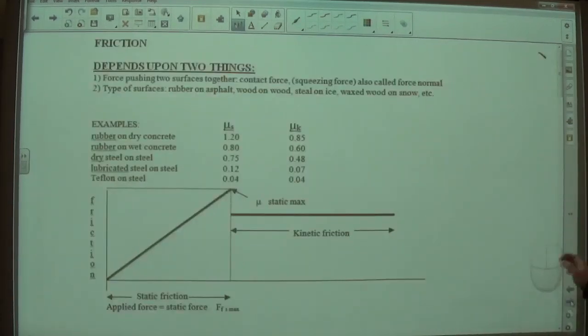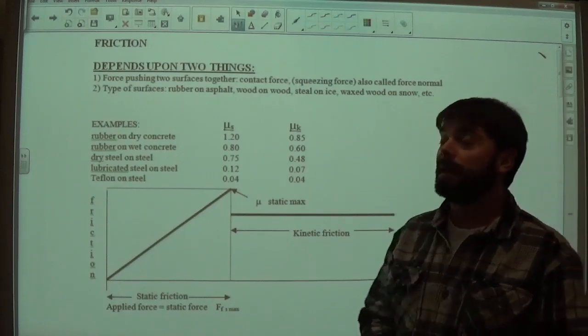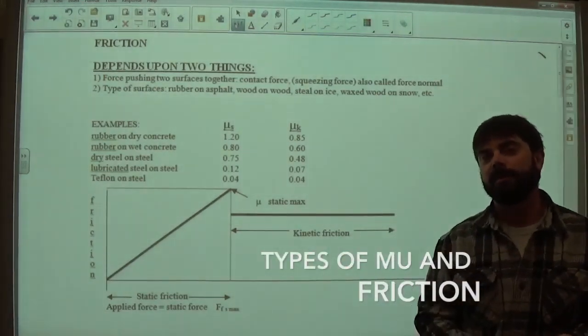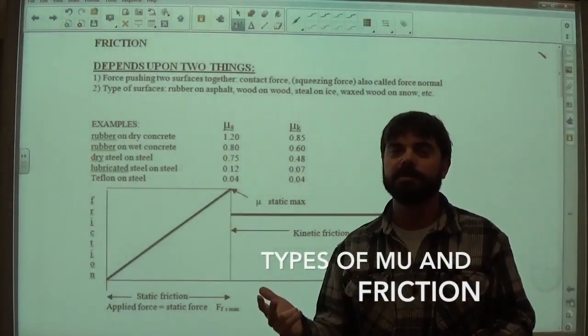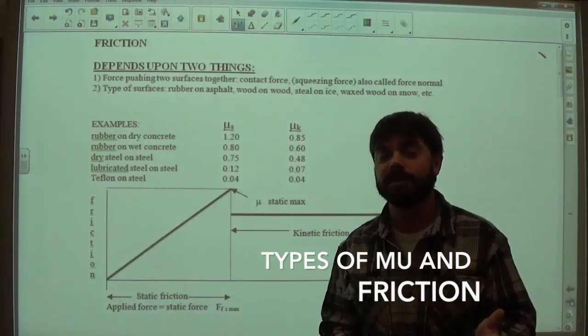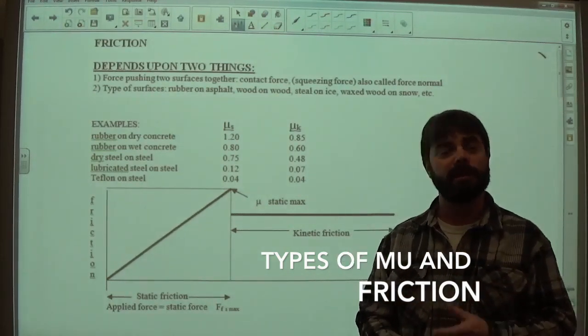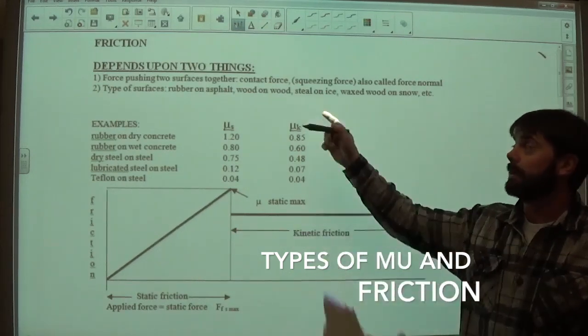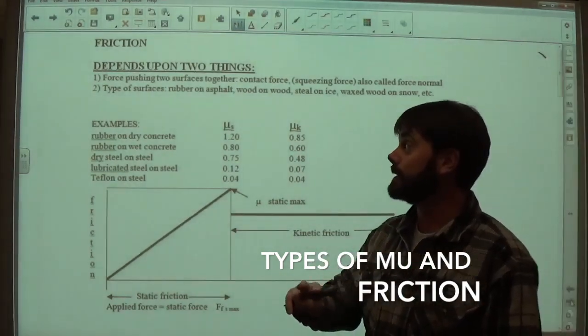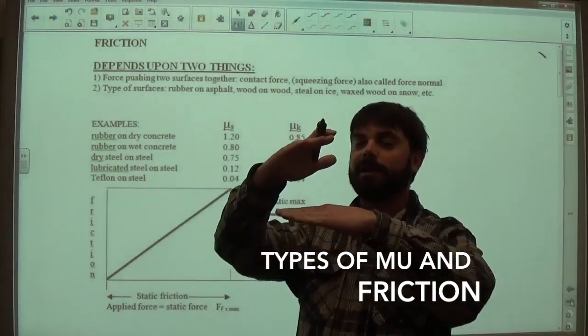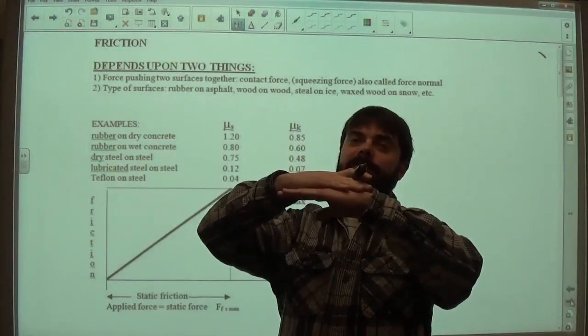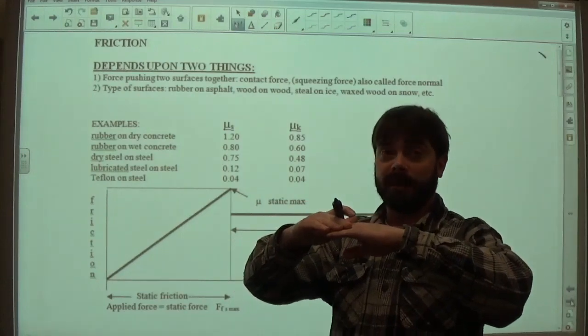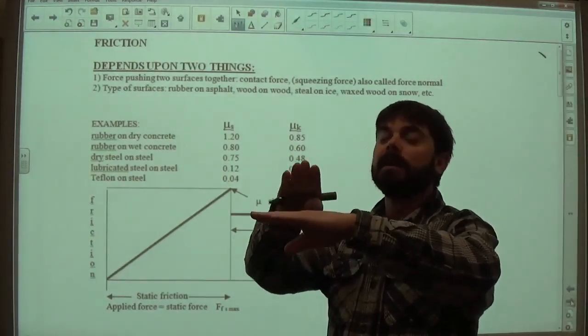So I'll start out talking about friction. We already talked about it a little bit, but when we start talking about vectors and friction, or two-dimensional forces and friction, it gets a little more complicated, but everything we talked about with the 1D stuff still applies. So real quickly, it depends upon two things. One, it's the force of contact, like how much force is being applied between the two surfaces that are actually making contact, whether they're sliding or rolling.